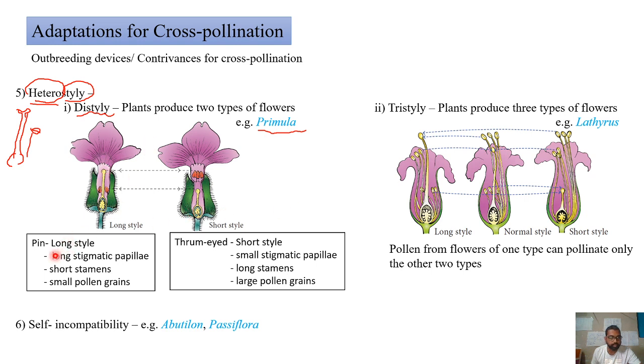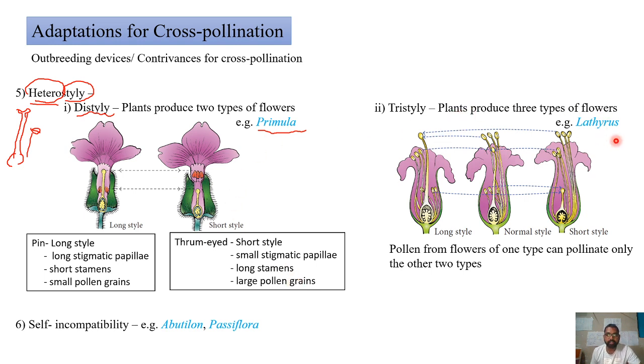So the first kind of flower is pin flower, which consists of long style, long stigmatic papillae, short stamens, and small pollen grains. Whereas the thrum flower is where the style is shorter, stigmatic papillae are small, and long stamens you can find. You can see the long stamens, and large pollen grains can be found.